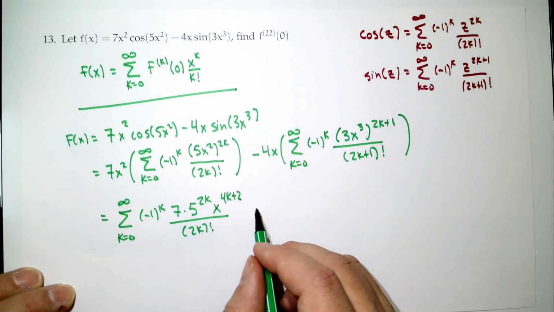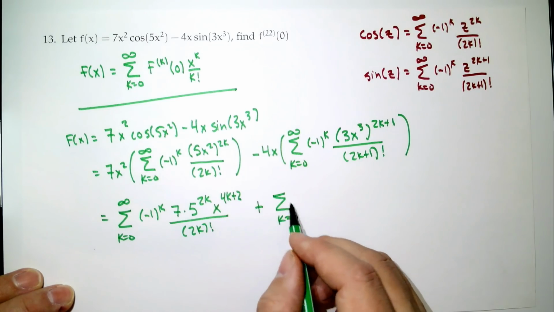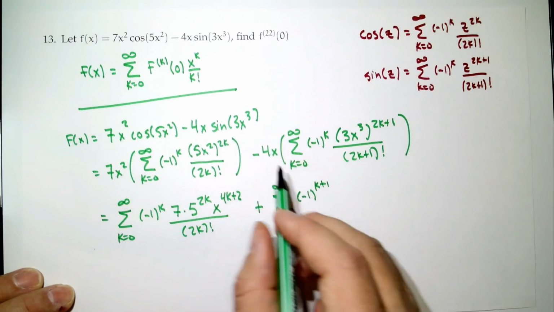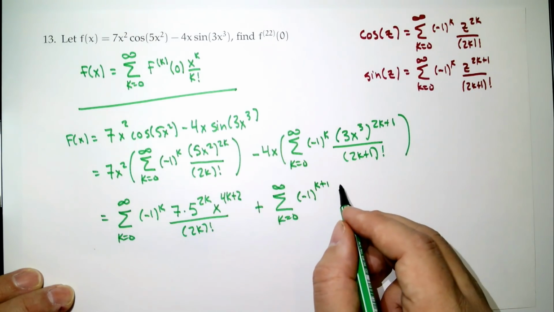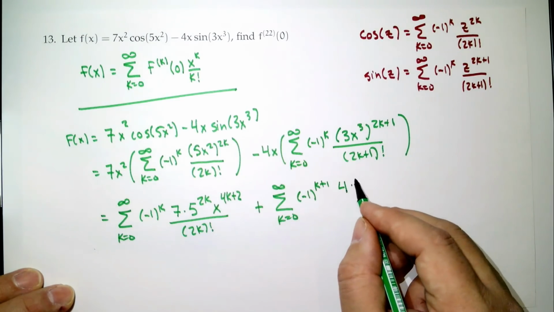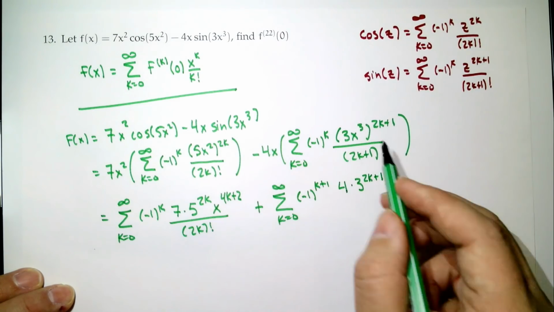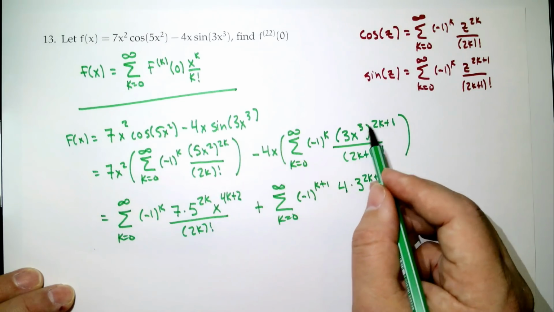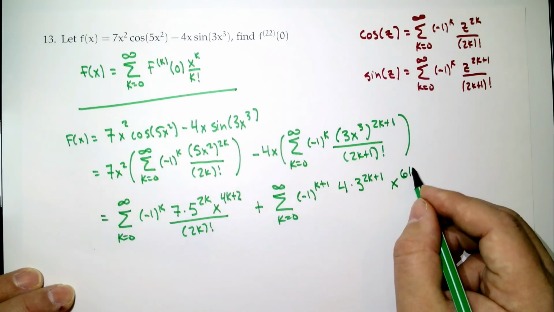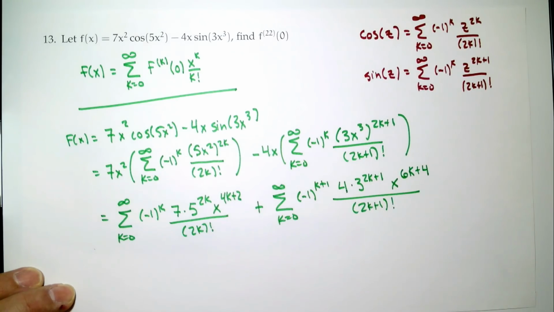On the second one, I'll write it as plus summation k equals 0 to infinity. I'm going to bring the minus in, so it really becomes minus 1 to the k plus 1, because I had one additional minus come in. I'm going to have a 4 upstairs, coming from the 4. Then I'm going to have 3 to the power 2k plus 1. And then x to the power 6k plus 3 plus 1 more, because there's another x that came in. So 6k plus 4. And all that's being divided by 2k plus 1 factorial.